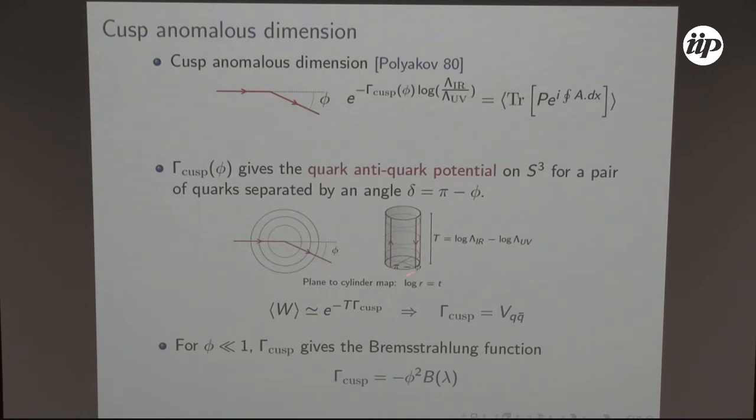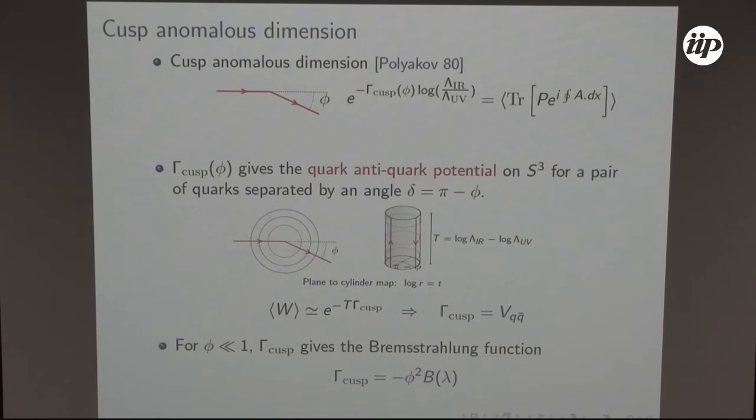The logarithm, because of this, is precisely the way in which you relate t and radial distances in the plane. So t is the log of the IR cutoff over the UV cutoff, which is precisely what you get here. Then you replace this by t, but then you interpret this as the quark and anti-quark potential.